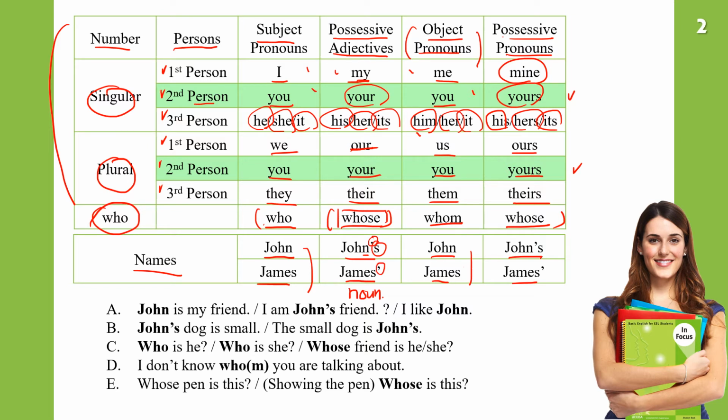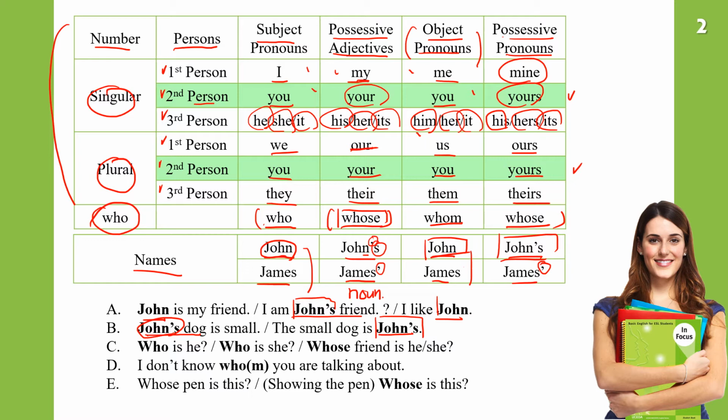Here, possessive pronouns as well. John is my friend. John, this is subject, right? I am John's friend. So this is a possessive noun, but acting like a possessive adjective. I like John. This John is object. John's dog is small. So John's dog, this is a possessive noun. It is functioning like an adjective. The small dog is John's. Now, this is a possessive pronoun.